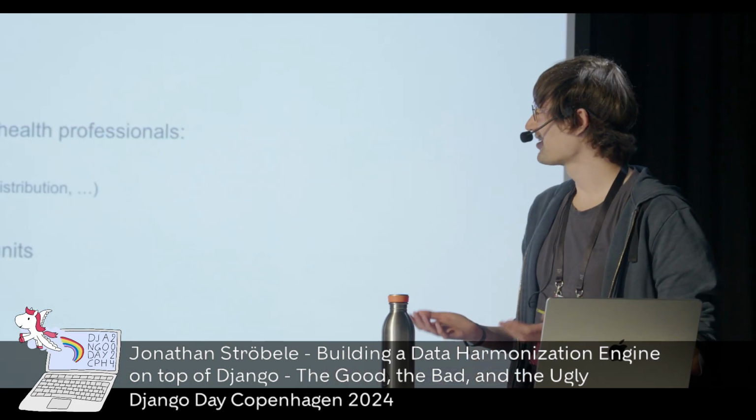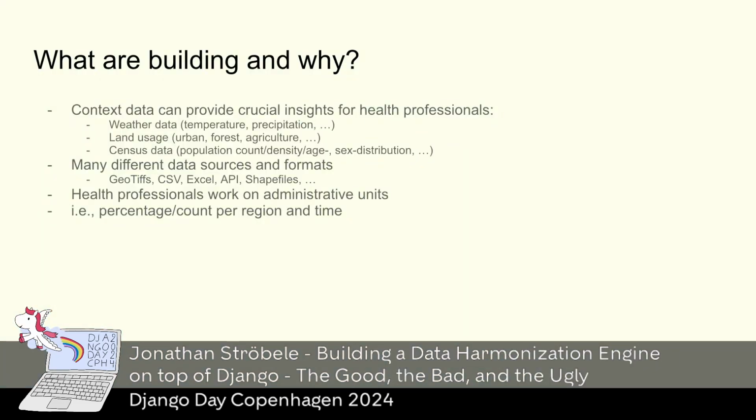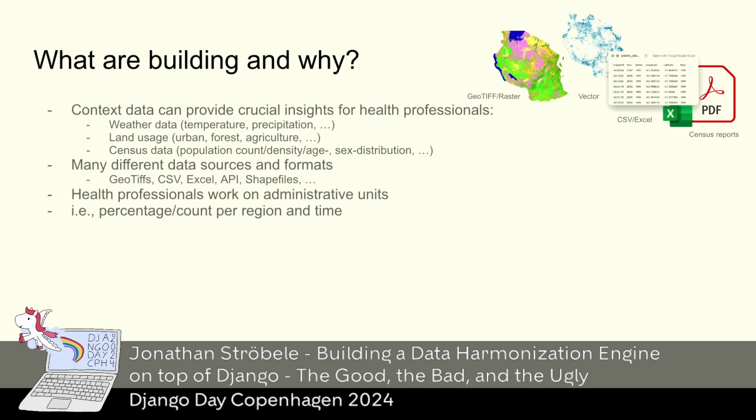So what are we building and why? First of all, context data like weather, land usage, or census data can provide crucial insights for health professionals. But this information usually comes in a variety of different formats. For example, we have georasters, we have vector files, we have plain CSV files, or maybe Excel files, or maybe even APIs and stuff like that. So we somehow need to handle all those different data inputs.